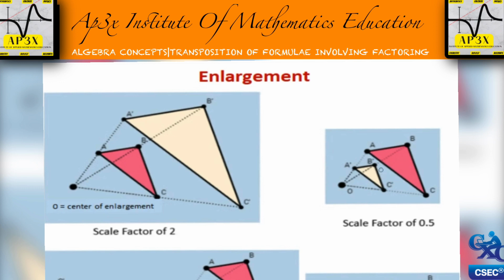Now over here we see where a reduction has occurred. So my red triangle now became the peach triangle, reduced in size. Notice that they are both on the same side of the center of enlargement.